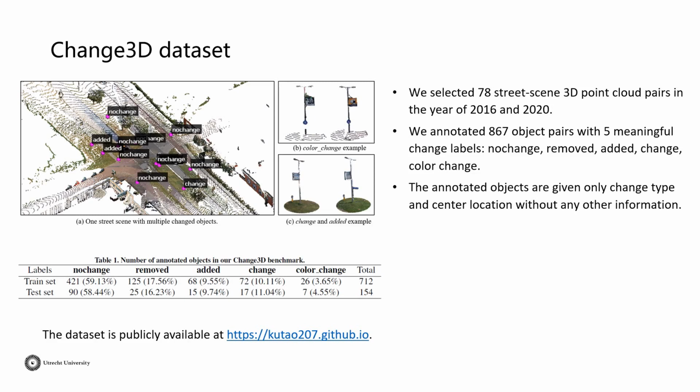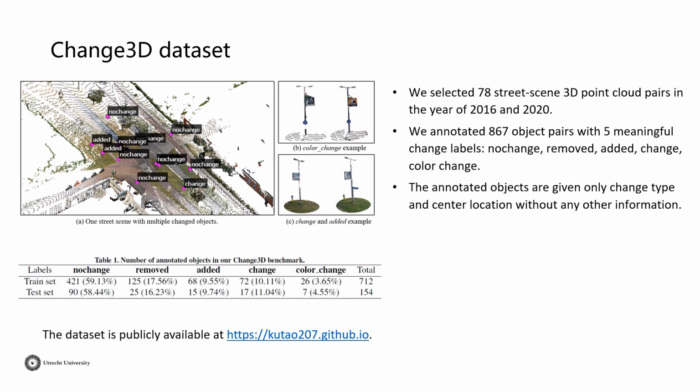The dataset is provided by SHREC Media, and the data is acquired by a LiDAR scanner mounted on a moving car. We selected 78 street scene 3D point cloud pairs in the years 2016 and 2020. With these large point clouds, we annotated 867 object pairs with 5 meaningful change labels. The labels are no change, removed, added, change, and color change.